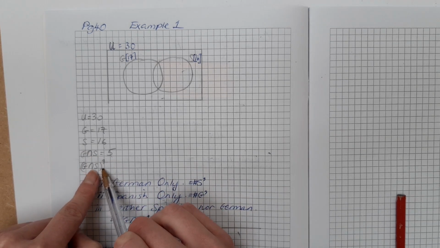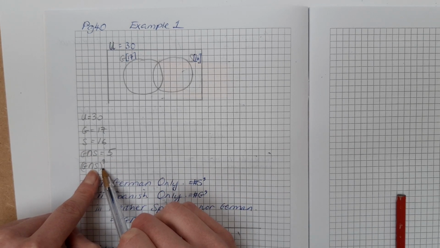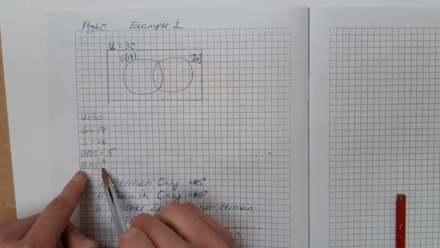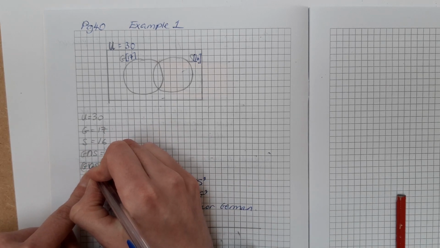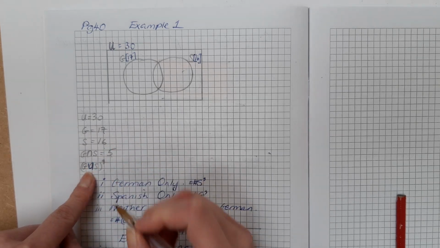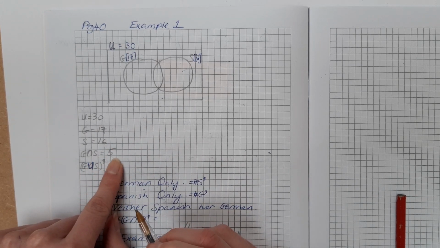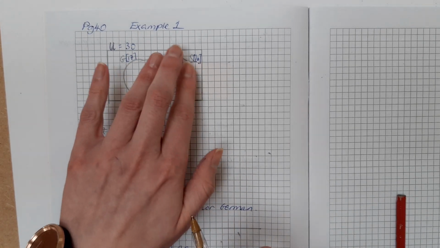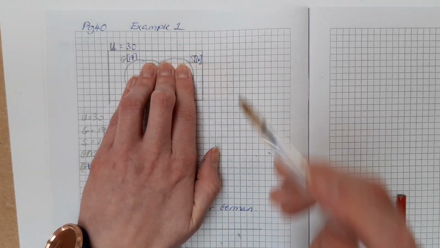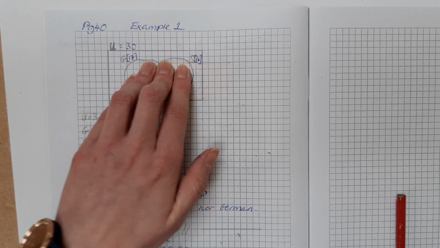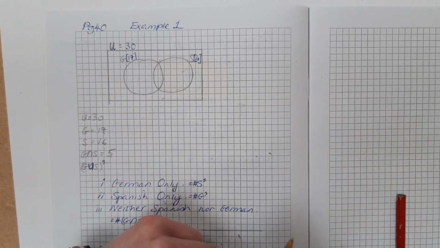But I also need to find out how many do neither, because that's one of the questions. So that's German union Spanish, complement. So when you take out the German and Spanish together, what are we left with on the outside? They're the students that do neither. And I've given myself space to do the calculations.